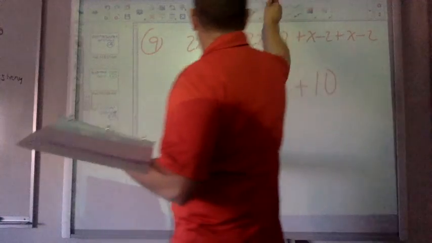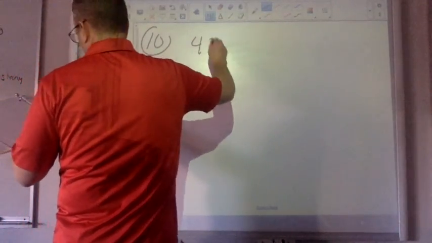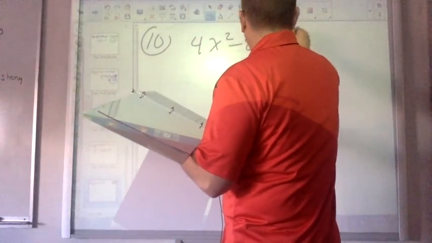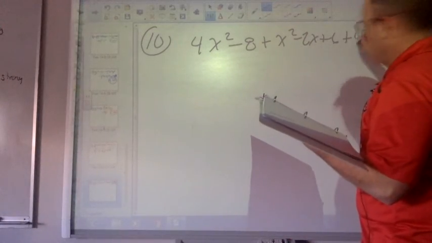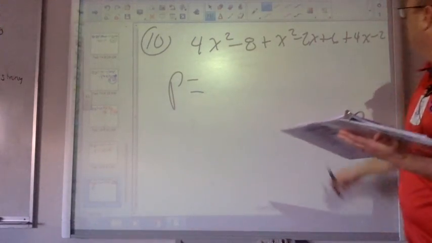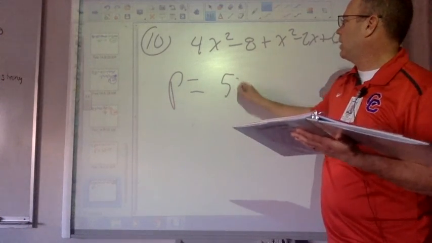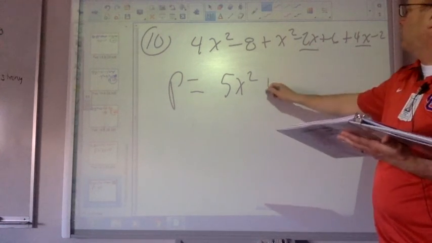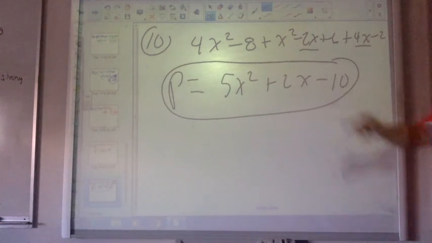Can I move on? Go on. All right, number 10. So let's see, I have 4x squared minus 8 plus the next side is x squared minus 2x plus 6 plus the last side is 4x minus 2. So if I add all those together, I'll get the perimeter because it's all the sides. So I have 4x squared added to x squared, that's 5x squared, and combine the rest and that's plus 2x minus 10. So that's the perimeter related to our sides that were given.